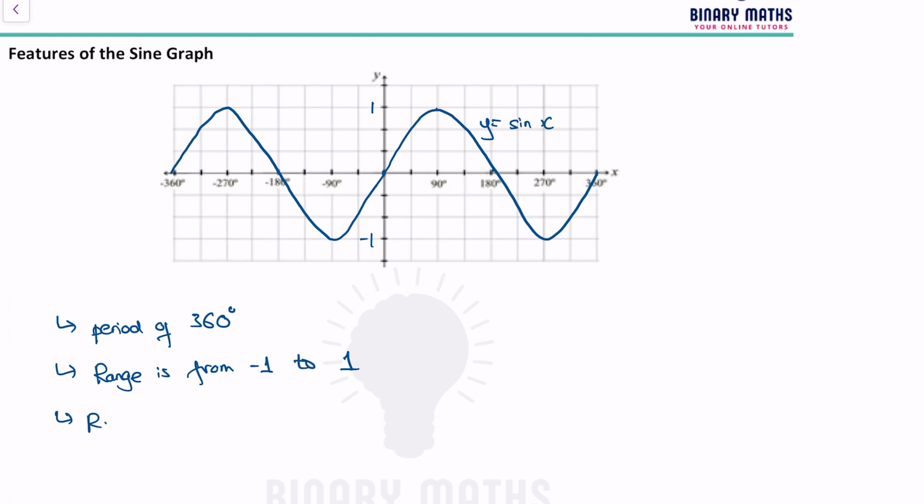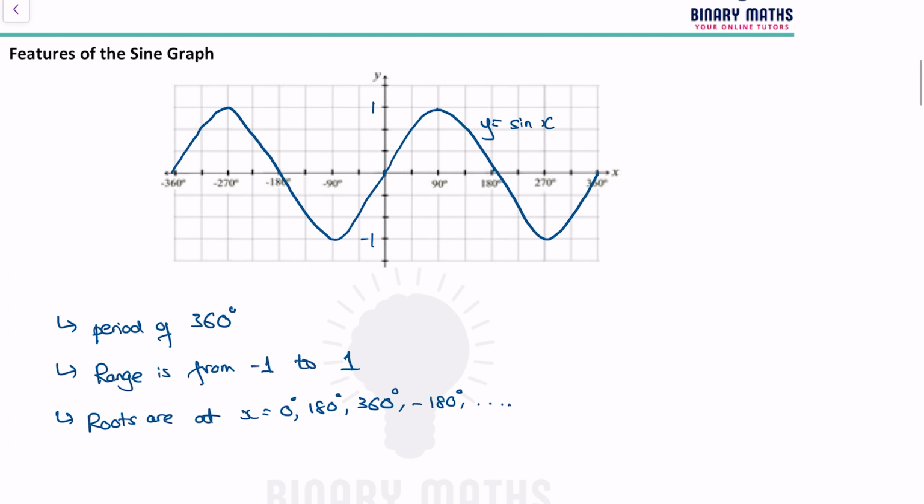And the roots are at x equals 0 degrees, 180 degrees, 360 degrees, -180 degrees, and so on. So you can see starting from 0 it's every 180. So x is equal to 180n, where n is an element of the integers. So 180 times 0, 180 times 1, 180 times 2, and so on. Okay, so those are the features that you need to remember for a sine graph.